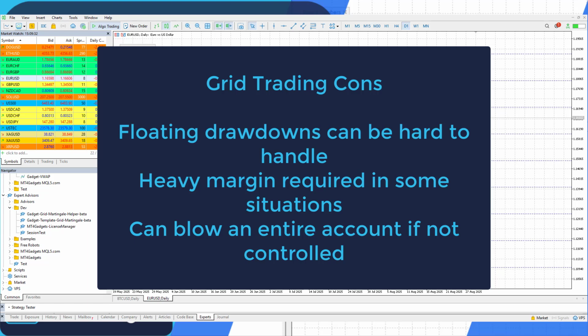However, there are also significant cons to grid strategy. Floating drawdowns can be hard to handle psychologically. It can require heavy margin to keep the grid in place. It can blow an entire account if not controlled properly.